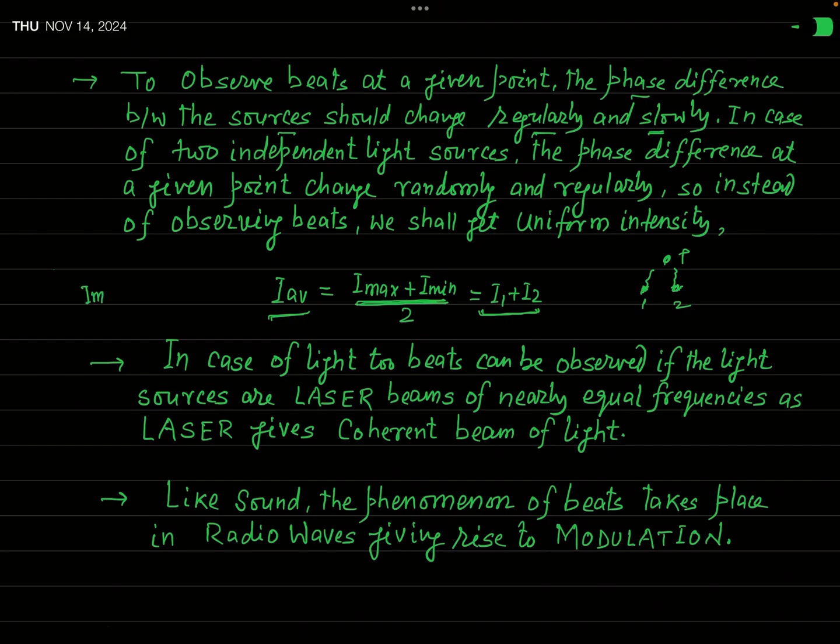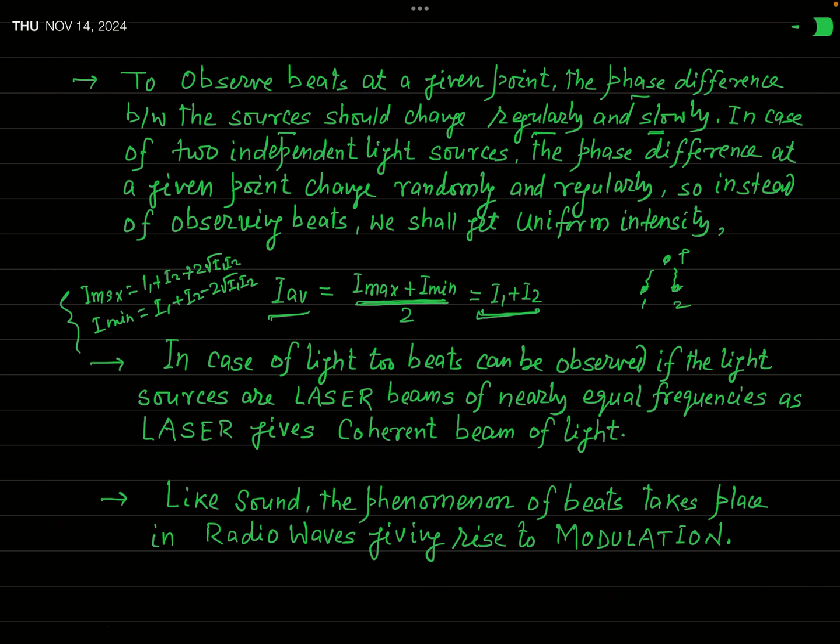And you know, I max is equal to what? You have studied in case of interference that I max is equal to I1 plus I2 plus 2 root over I1 into I2. And I minimum is equal to I1 plus I2 minus 2 root over I1 times I2. So when you take the average of these two values, you can see you will get I1 plus I2.